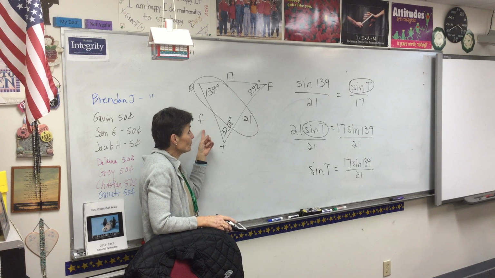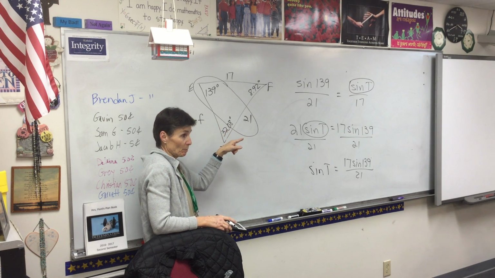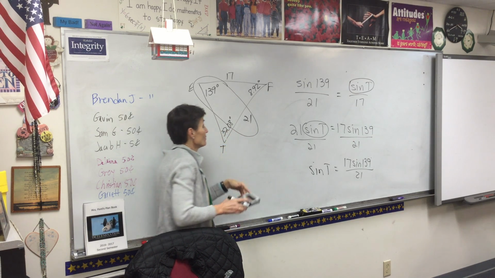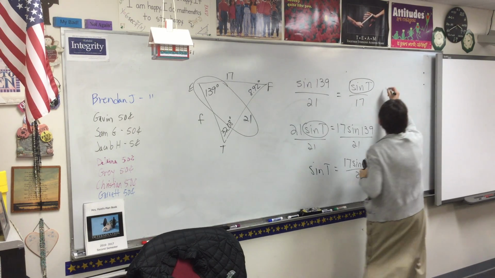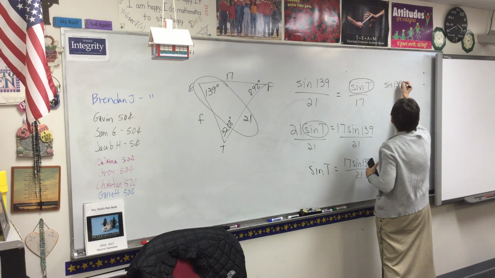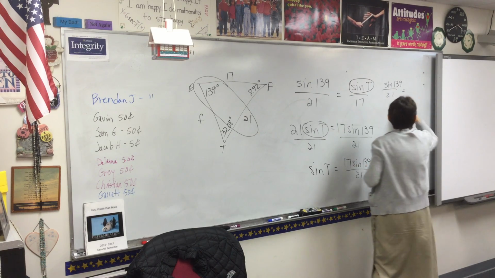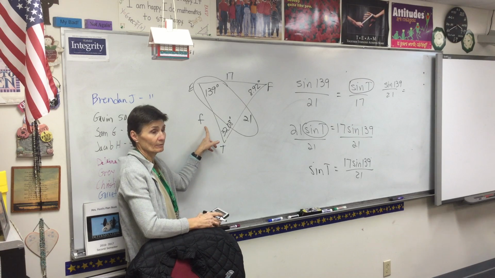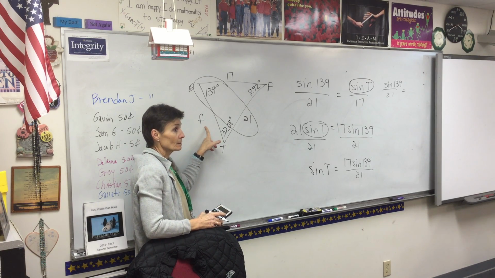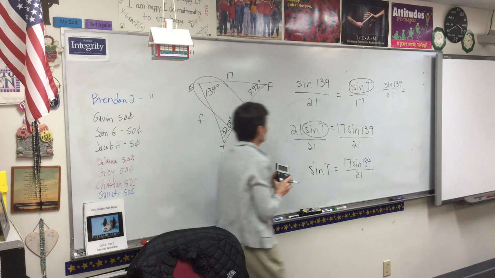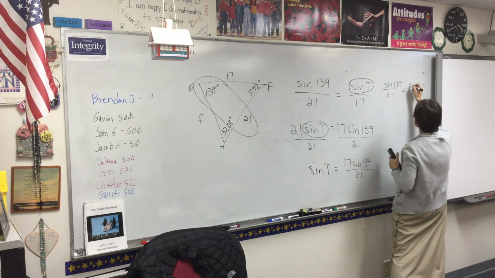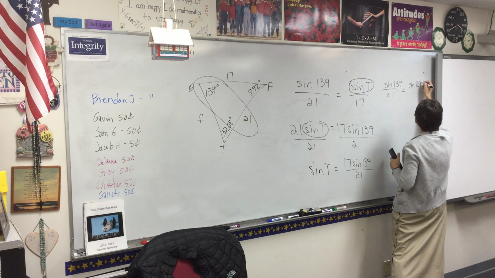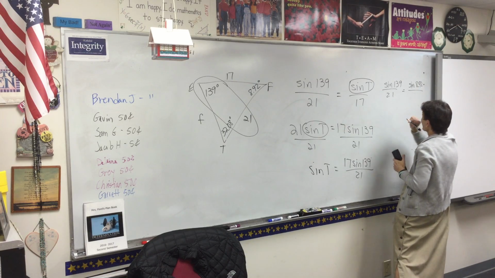So guess what we're going to do? Set up a proportion again. This time, we're still starting with sine 139 over 21, but this time we're going to set it equal to, what if we want to find little f? Sine 8.92. Don't forget, it's the law of sines. You gotta have signs in there. 8.92 divided by f.